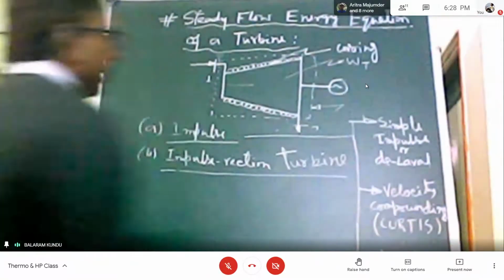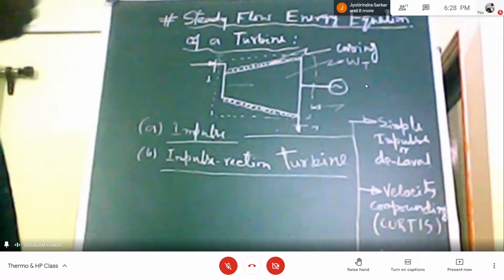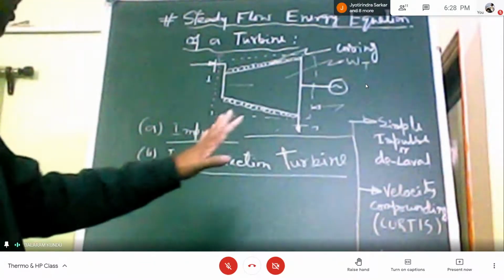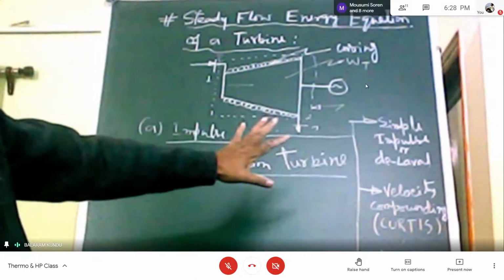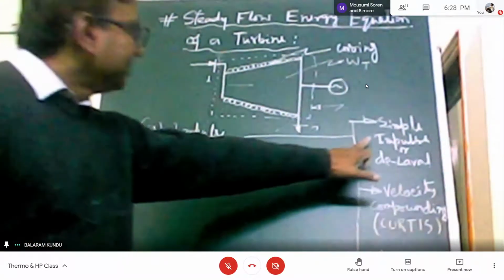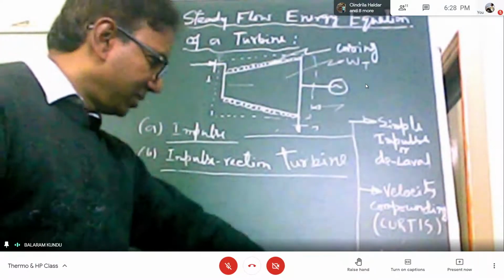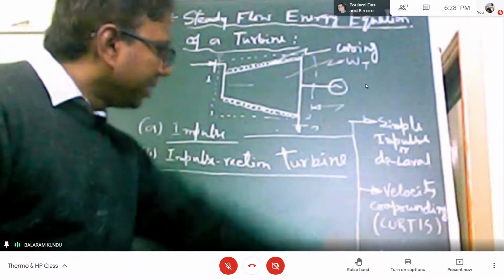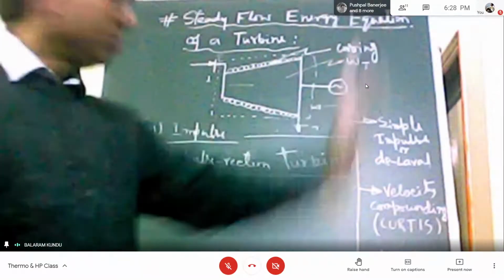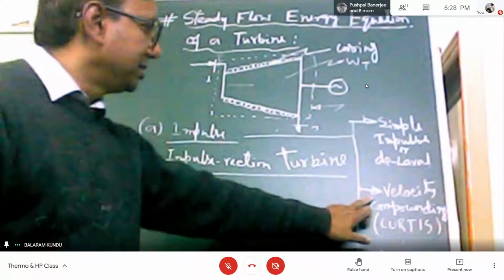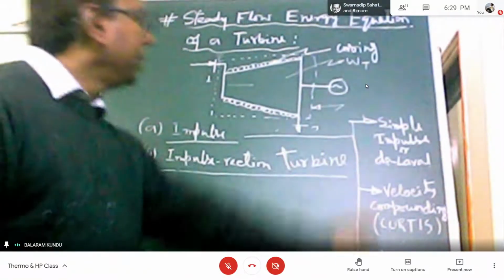So impulse turbine can be further classified into three categories, or you can say four categories, depending upon the situation. So simple impulse turbine, velocity compounding, pressure compounding, and a combination of pressure and velocity is another type that may be possible.